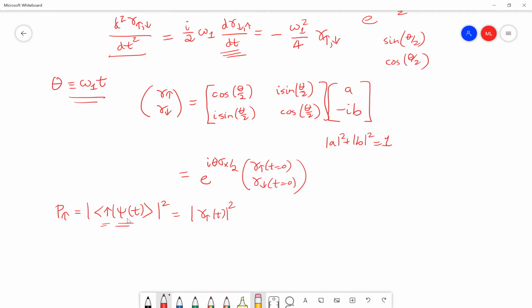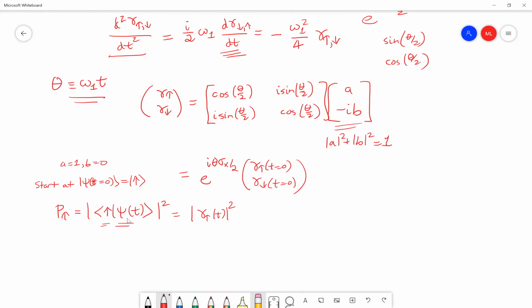We can, for instance, assume that we start at psi of t at t equals 0, right? We can start in spin up. We have to pick our initial condition. So let's just say that at t equals 0, we're in the up direction. What does that mean? That means A is equal to 1 and B is equal to 0 over here. Those are the initial conditions.